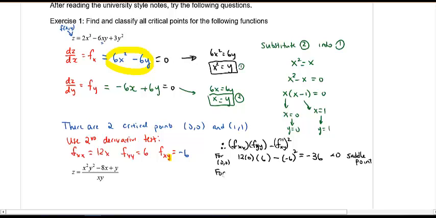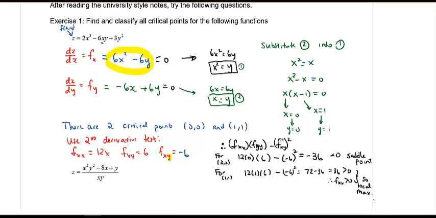And for the other one, for (1, 1): 12 times 1 times 6 minus negative 6 squared. 72 minus 36, that's equal to 36. That's bigger than 0. So if it's bigger than 0, what do we see? You have to then also decide what happens to f_xx. f_xx is also bigger than 0. So because of these two things, we now can say this is a local maximum. Okay? So this is how we do max-min problems using the second derivative test for multivariable calculus.